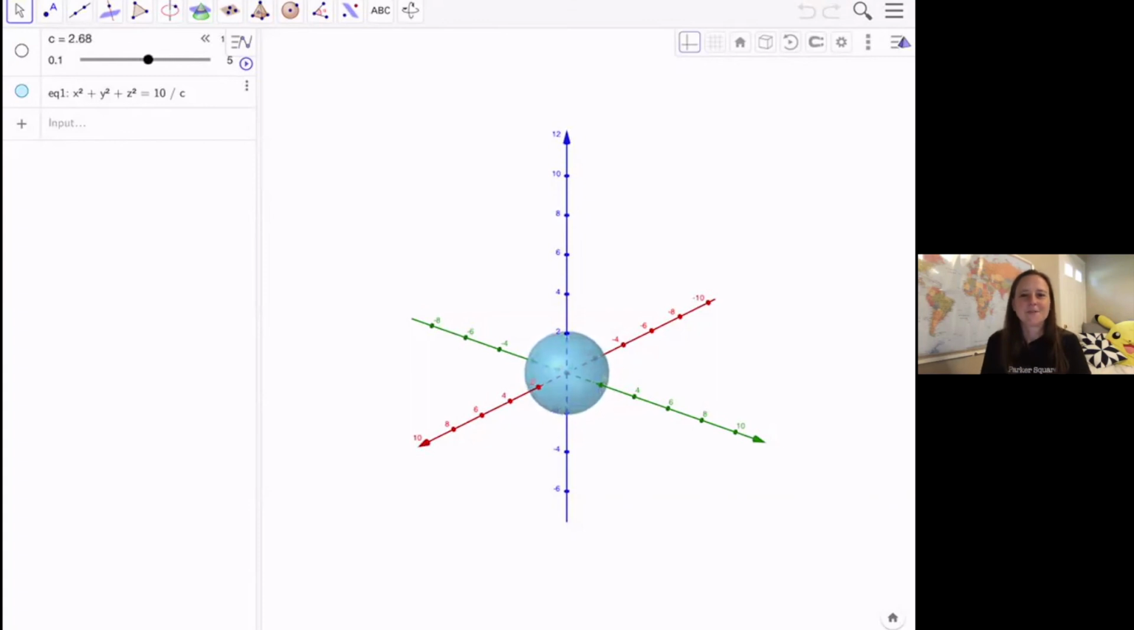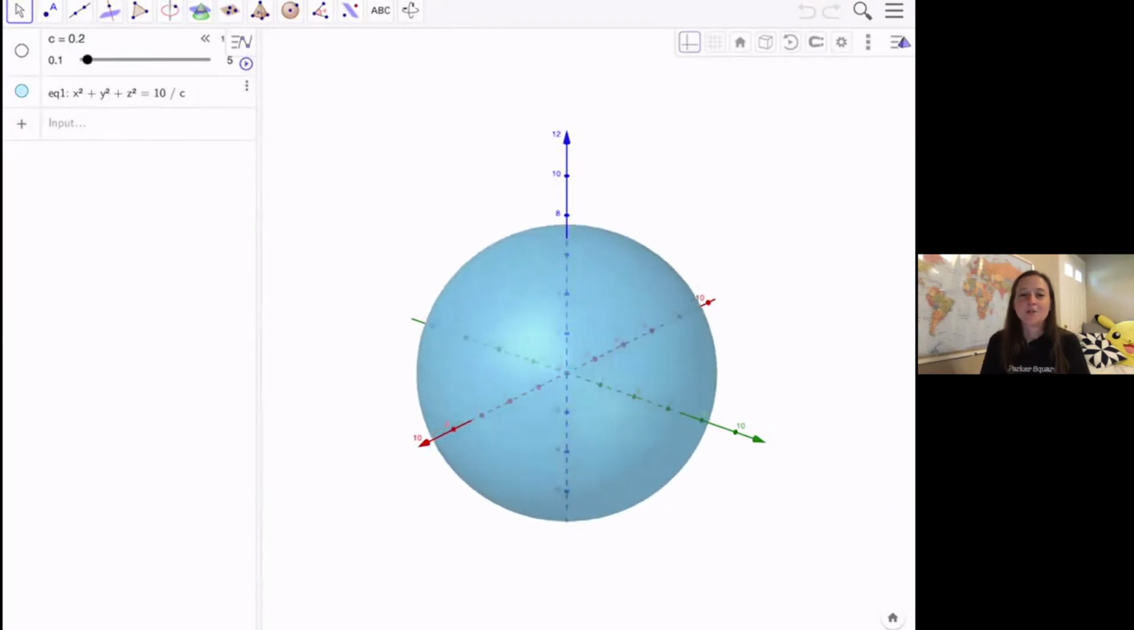All right, so that's it for section 12.1. 12.3 is our next section in class, and we're going to learn about partial differentiation.